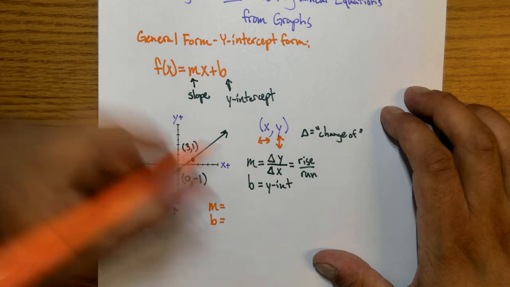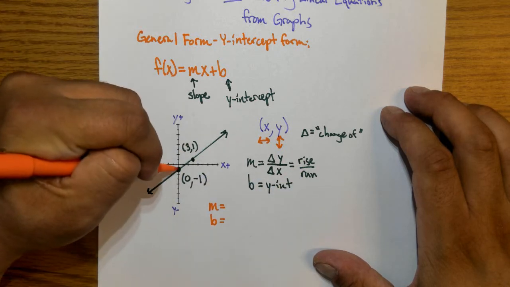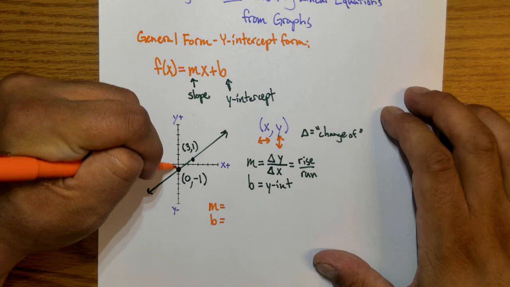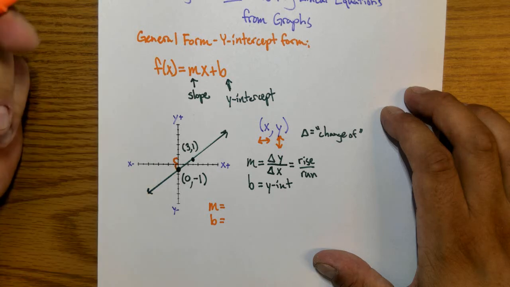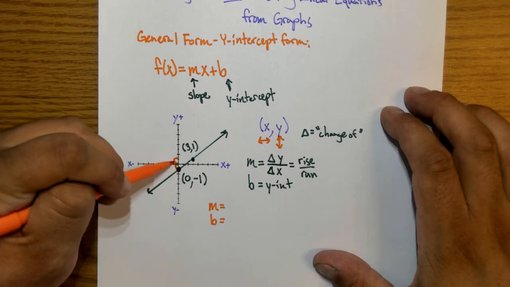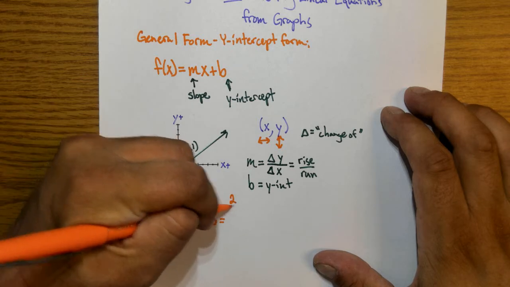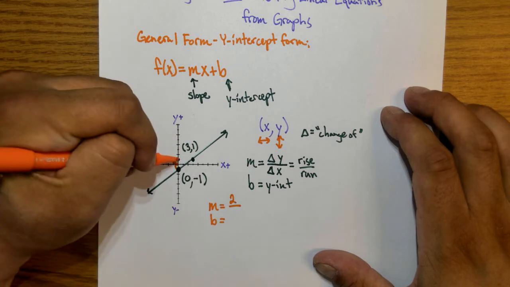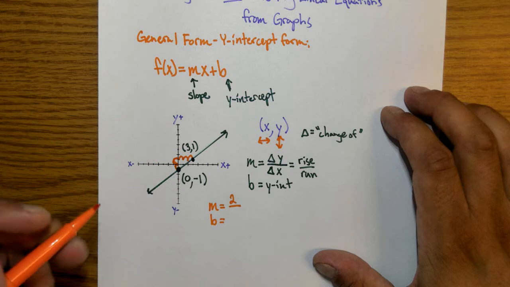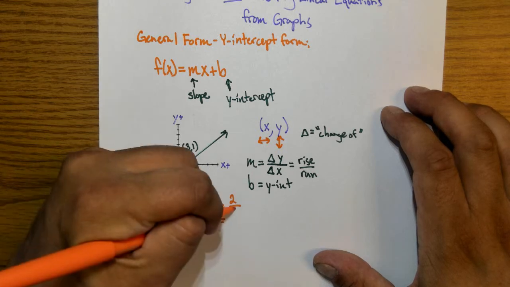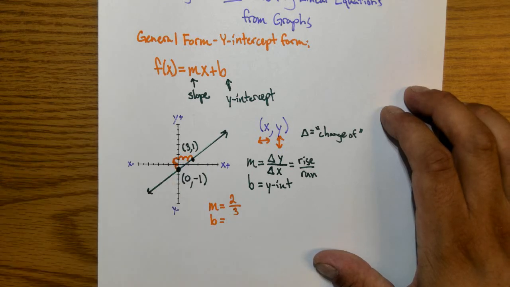So I'm going to talk about my rise first. So from here to here, it is a difference of plus 2. You see that? 1, 2. So it's going to be 2 over, and then how much do we go over? 1, 2, 3. So our m here is 2 over 3. Rise over run. It went to the right, 3.